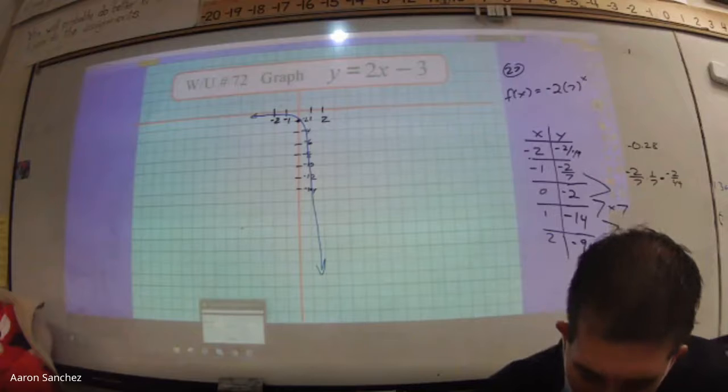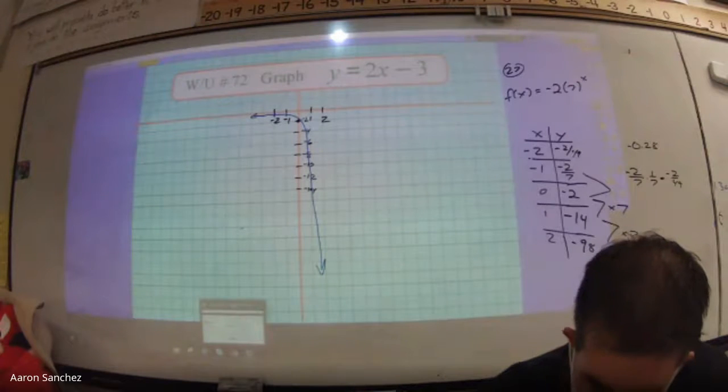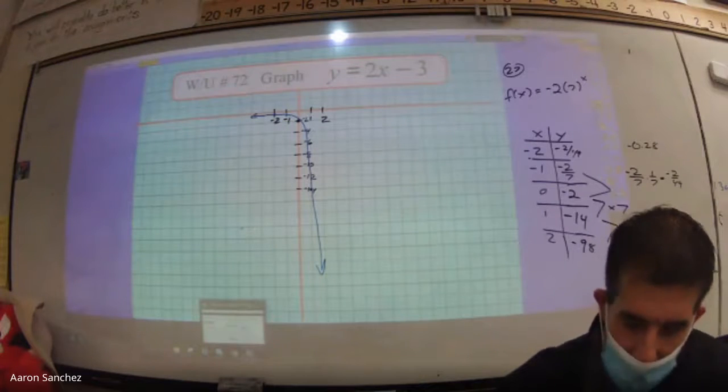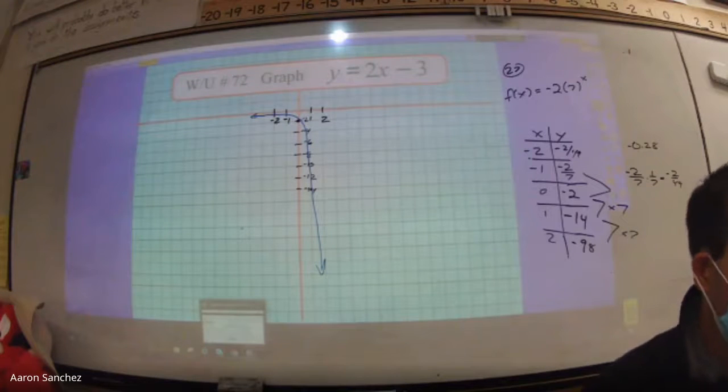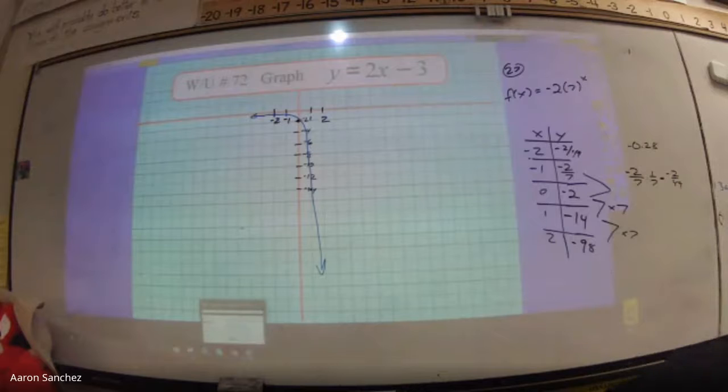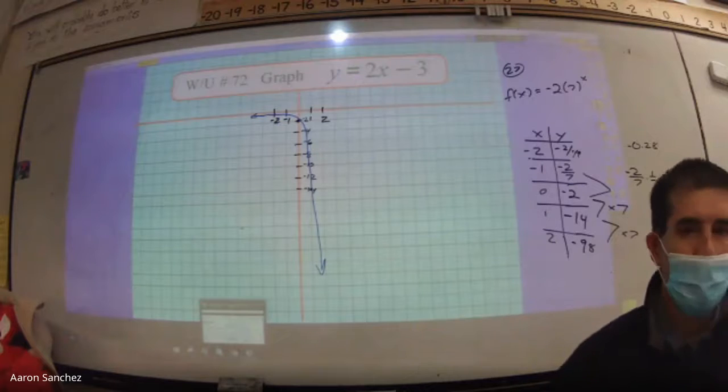I'll let you guys do 29 on your own. Multiplier is 8, start at 1/2. But because I feel like we've been here for a while and it's going to be lunchtime pretty soon, does anyone have any questions?